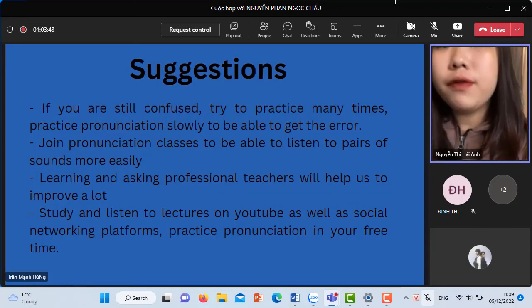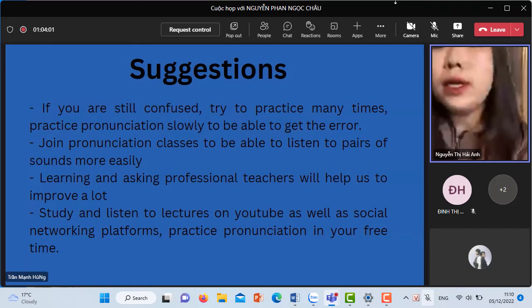If you are still confused, try to practice many times. Practice pronunciation slowly to be able to catch the errors. Join a pronunciation class to be able to listen to pairs of sounds more easily. Learning from and asking professional teachers will help us improve a lot. Study and listen to lectures on YouTube as well as social networking platforms. Practice pronunciation in your free time.